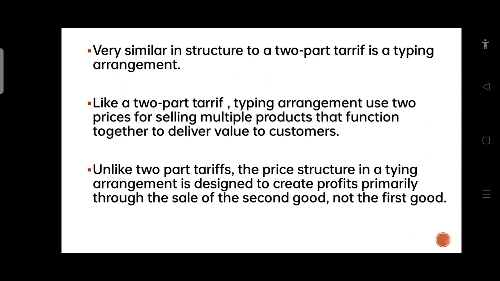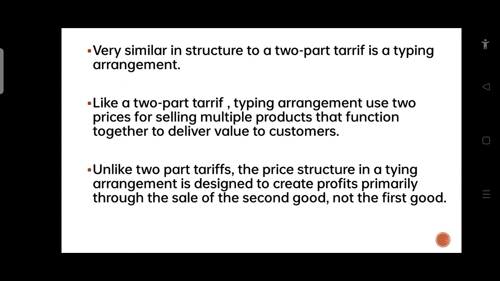From a profit capturing perspective, tying arrangements are the polar opposite of two-part tariffs. In a two-part tariff, firms will price the entrance fee relatively high to contribute a majority of the profits while pricing the metered unit relatively low to contribute only a fraction to the firm's profits.